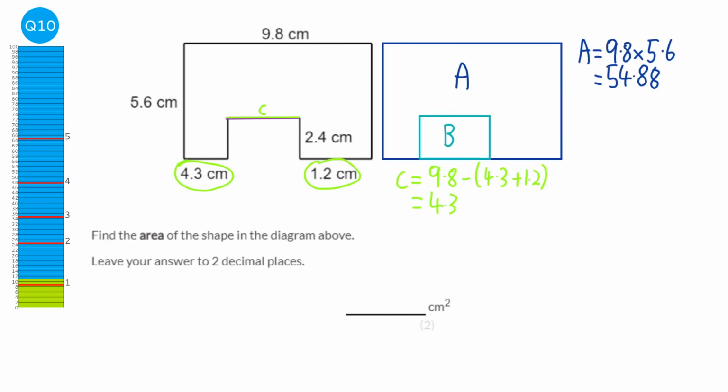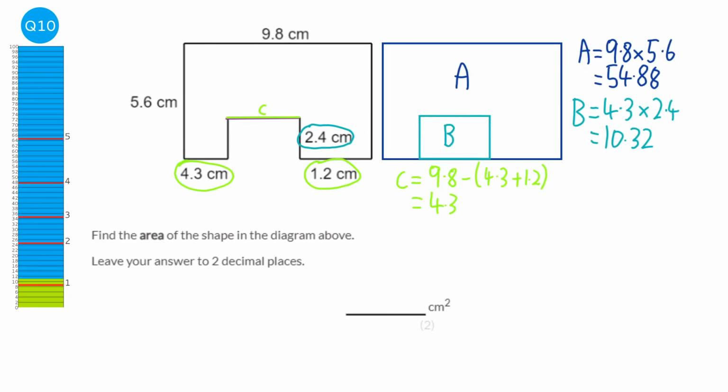So we know that that's 4.3, so we can work out the area of rectangle B, and all we're going to do for that is the 4.3 we've just found times the 2.4, because it's obviously a length of 2.4. When I do that I get 10.32.